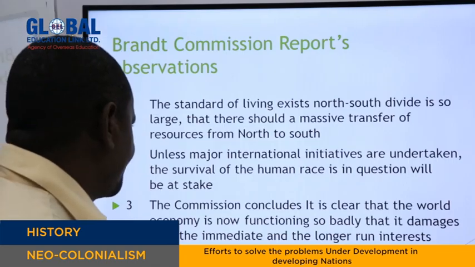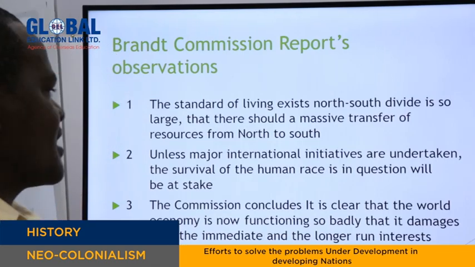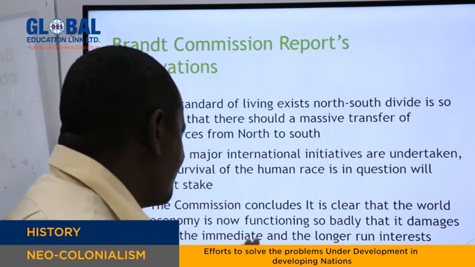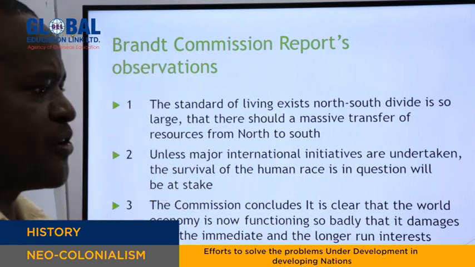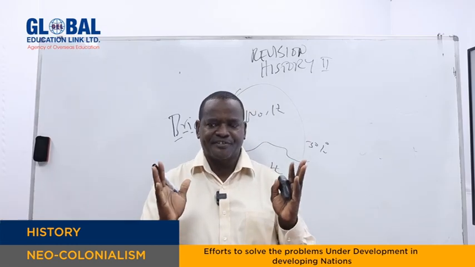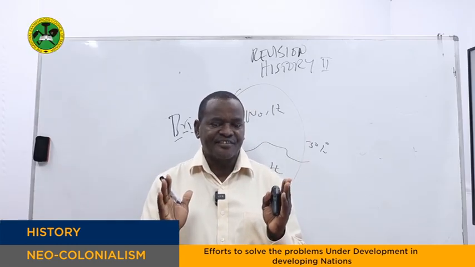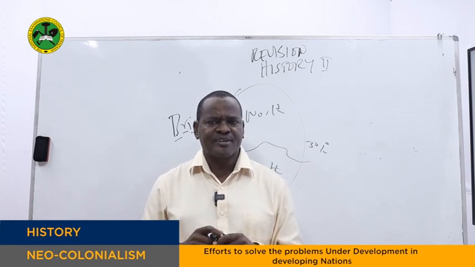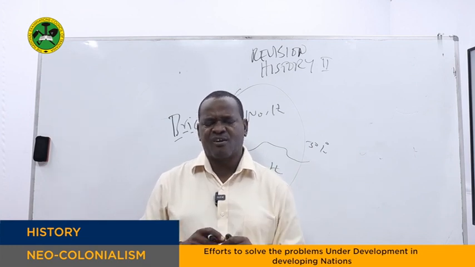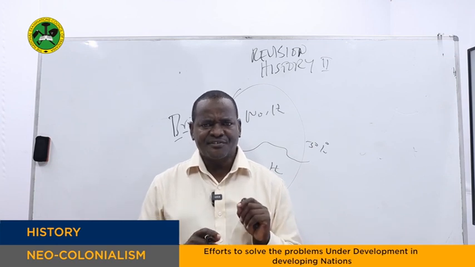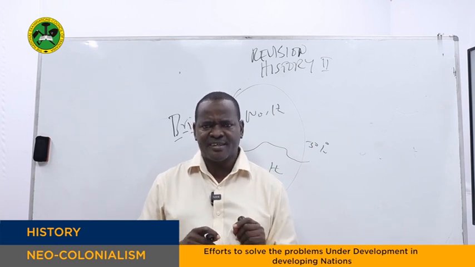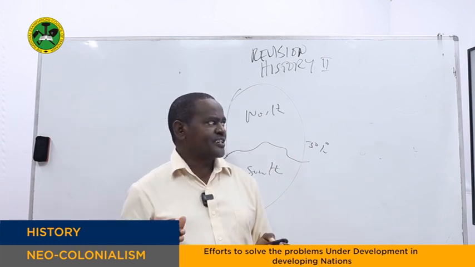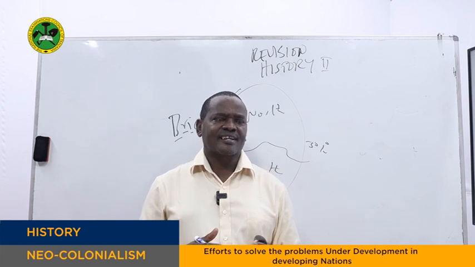And the third observation is that the Commission concluded that the world economy is functioning so badly that it damaged both the immediate and long-run interests of all nations. He said the economic system of the world is functioning so badly. There is no equality in the way the world economy is functioning. It functions in favor of the northern countries. So he suggested that some immediate and long-run measures should be taken to solve those problems. These are the observations which were made by the Brandt report.